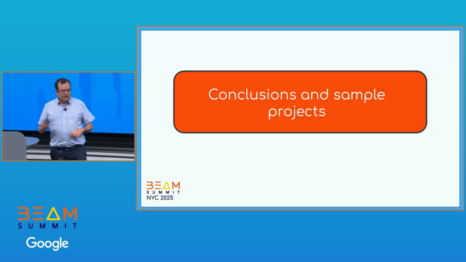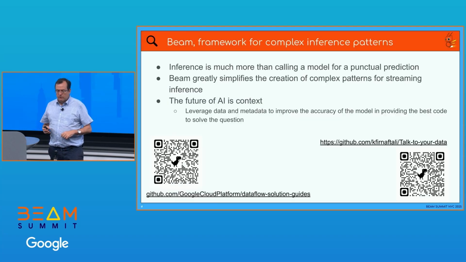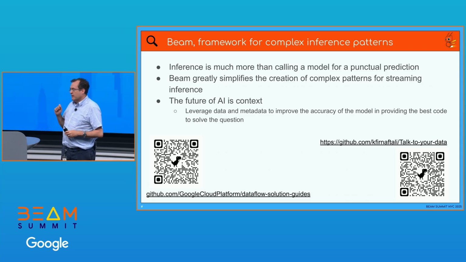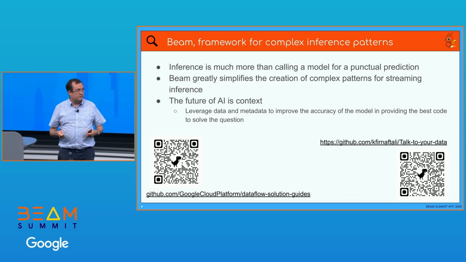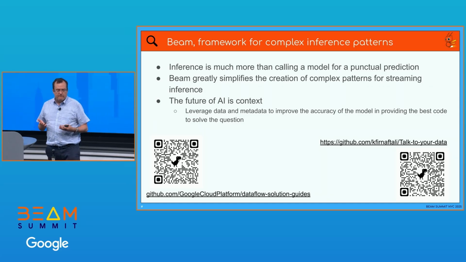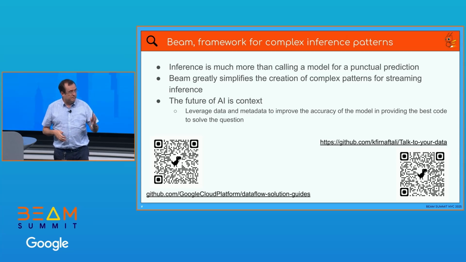Okay, so we are finishing. Conclusions here. Beam is great for streaming inference. I think it's going to become much more popular than it is these days to do inference, especially in streaming. In batch, inference is kind of solved. In streaming, it's a little bit more difficult because it really simplifies doing any kind of pattern that you can imagine for inference. In the case of AI and dynamic transformations, the future of AI is context.